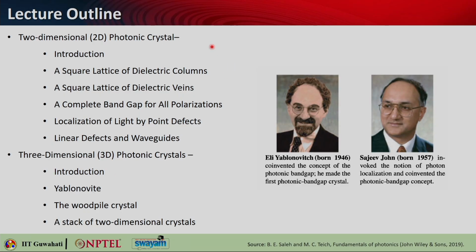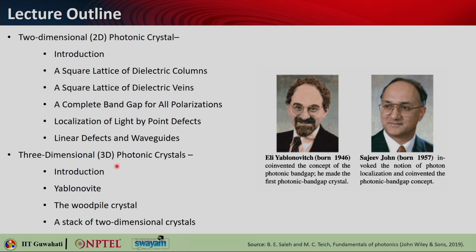Today we will first look into 2D photonic crystals. We will introduce these amazing engineering wonders. Then we will discuss a square lattice of dielectric columns as an example of a 2D photonic crystal. We will also discuss a square lattice of dielectric veins, a complete band gap for all polarizations, and how we are able to generate those. We will look into localization of light by point defects, linear defects and waveguiding.